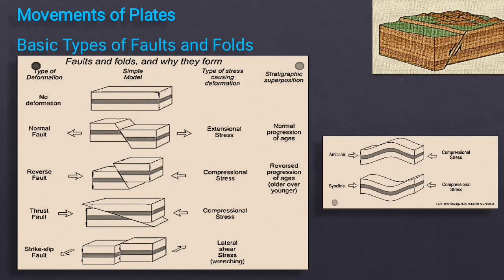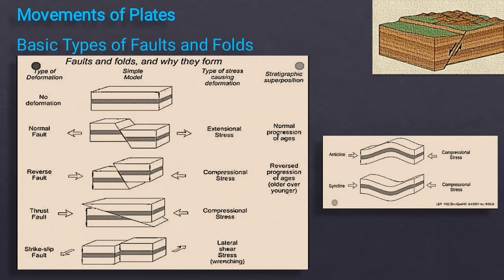So we have the type of deformation. We have no deformation at all. We have the simple model here, and we have the normal fault, which is most common at divergent plate boundaries. The type of stress is extensional stress, and its stratigraphic superposition is a normal progression of ages. And then we have the reverse fault. It is the exact opposite of the normal fault, wherein the type of stress is compressional stress, and its stratigraphic superposition is a reverse progression of ages.